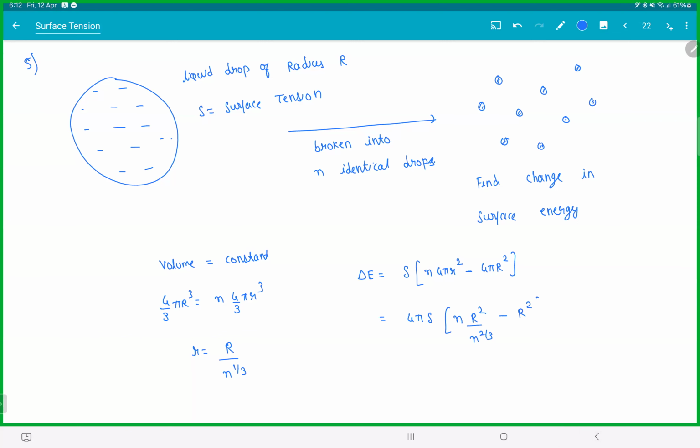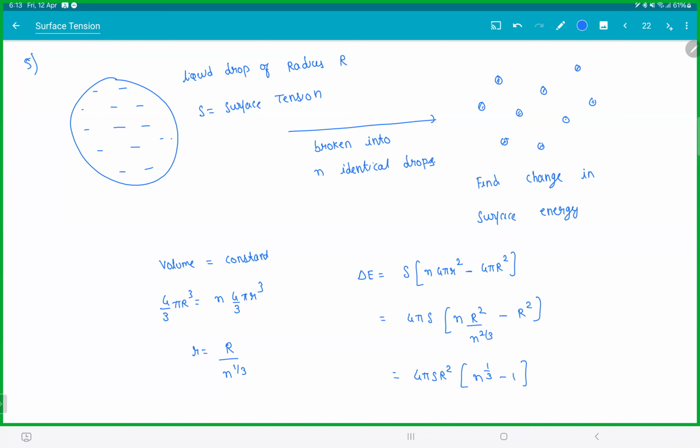So into R square. So this is 4 pi S R square into n to the power of 1 by 3 minus 1. That is all that had to be done. Check. Clear? Next one. Easy.